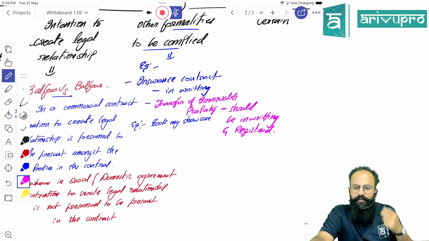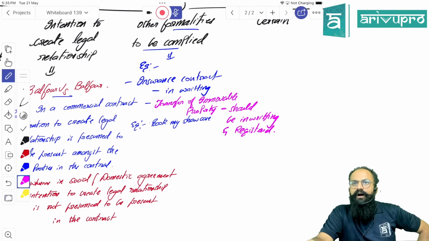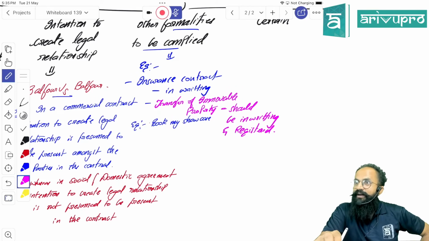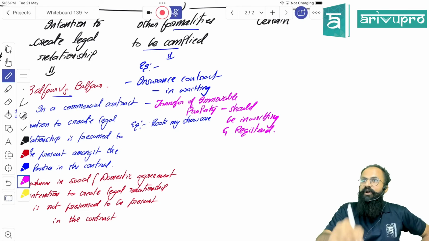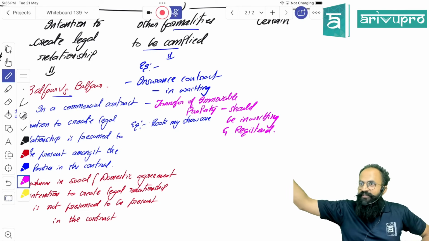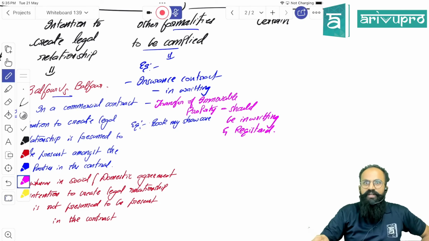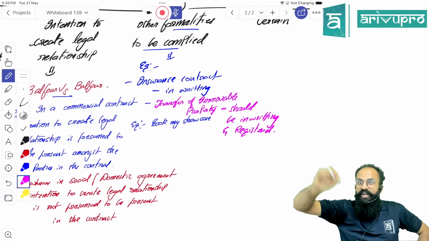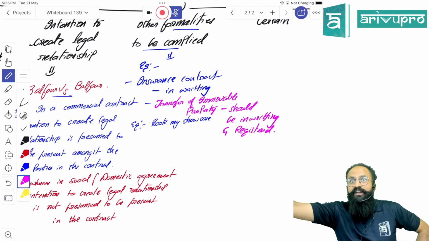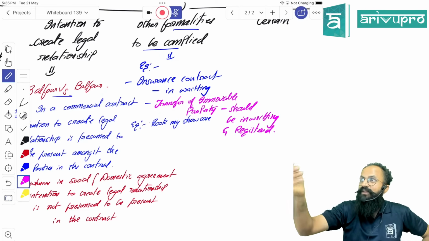Transfer of immovable property. If you want to sell an immovable property in India, it should not only be in writing, it should also be registered according to the law. Meaning, you have to go to a sub-registrar office, a signature has to be taken, and in the records, the new buyer's name has to be written. Until then, the sale will be invalid.